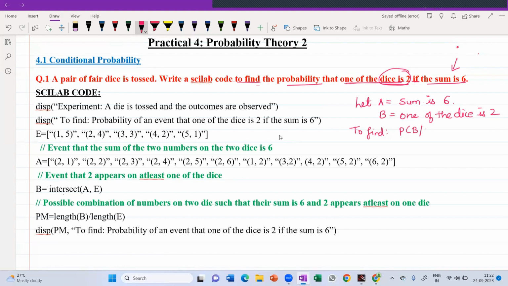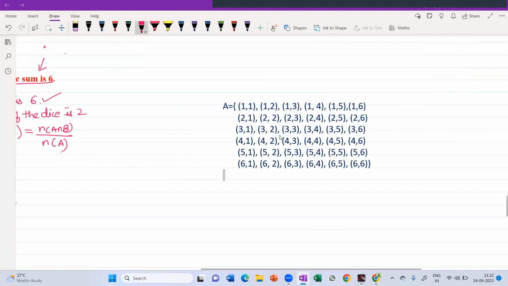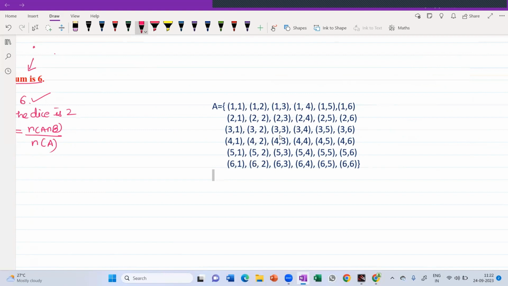But you have to keep in mind that event A has already occurred, that the sum is 6. So this is what I have to find out. All of us know what the formula is. It is going to be the number of elements in the intersection of A and B upon the number of elements in the event which has already taken place, that is, event A has already taken place. Alright, so let us see what the answer is going to be. Whenever we roll a pair of dice, there are a total of 36 possibilities, and all the 36 possibilities I have written over here.